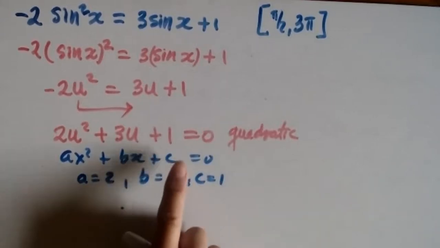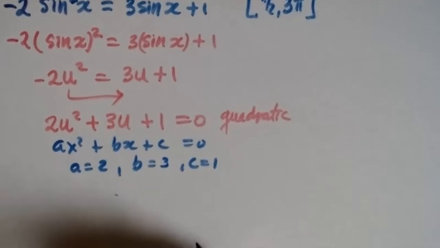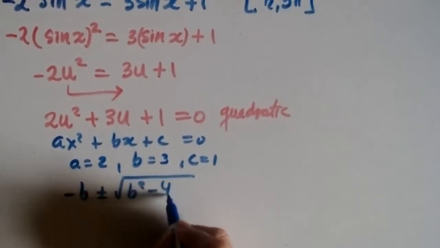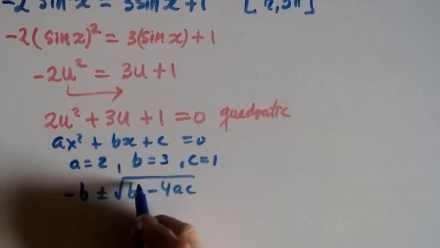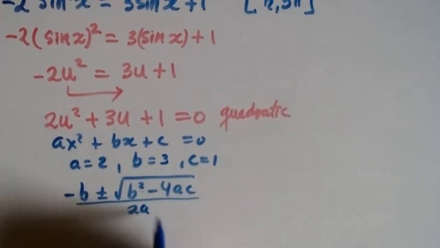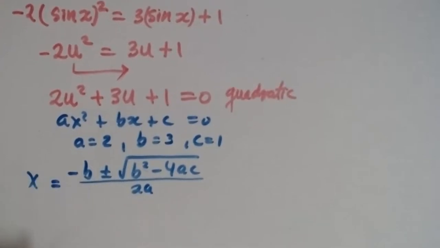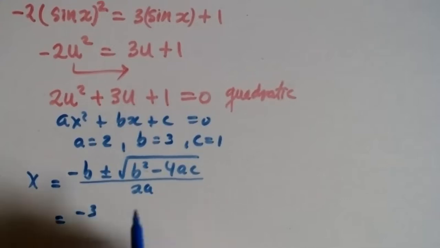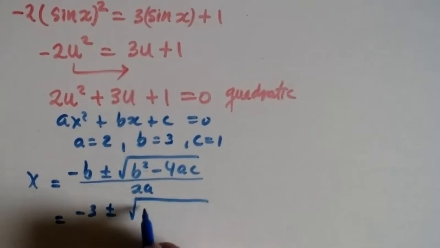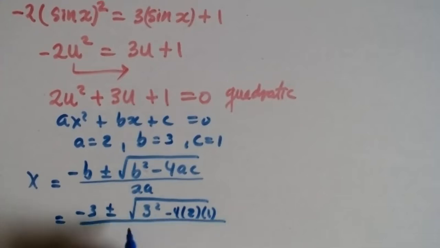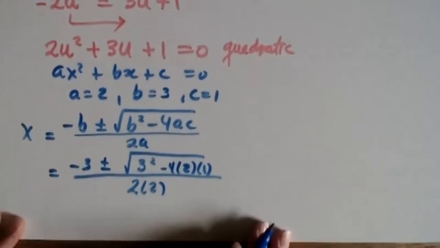And then once you identify the numbers, you use the quadratic formula: negative b plus minus the square root of b squared minus 4ac, over 2a. And the only thing I have to do, this is the x's, so I'm going to put here negative 3 plus minus the square root of 3 squared minus 4 times 2 times 1, over 2 times 2. So this is my quadratic formula.